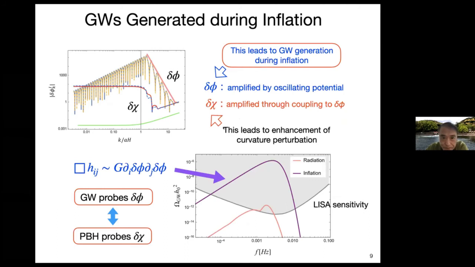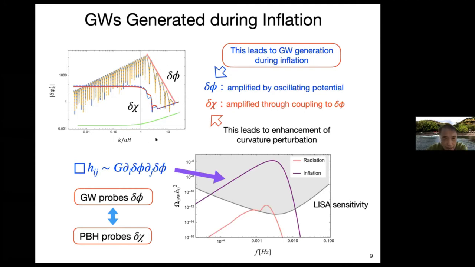Now, how about gravitational waves? There are two components of gravitational waves. One is the induced gravitational wave from the curvature perturbation, which I will talk about later. But here, the most important contribution comes from the gravitational wave generated during inflation. This is because delta phi, which in the end didn't contribute to the curvature perturbation, can be amplified, and this fluctuation can give rise to gravitational wave generation during inflation.